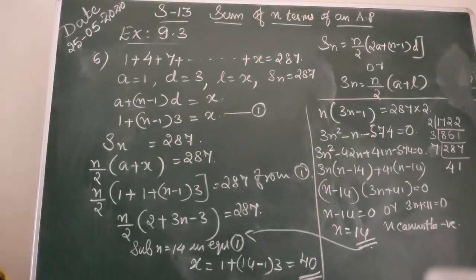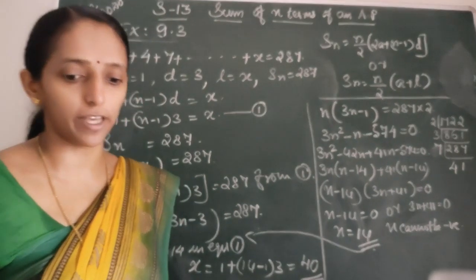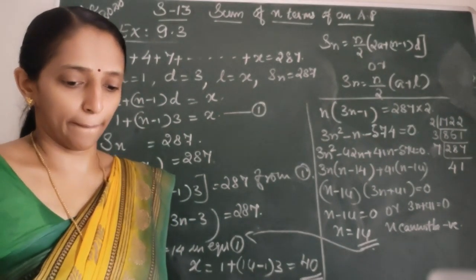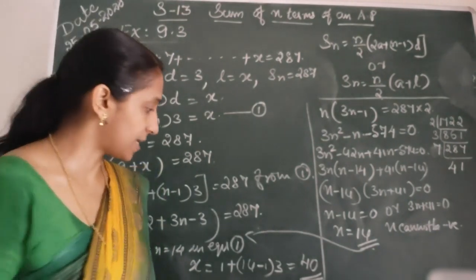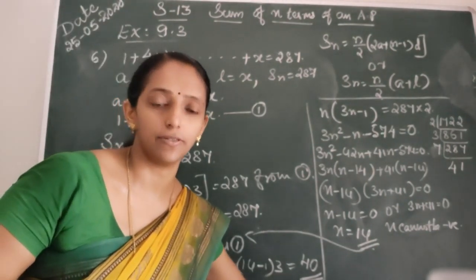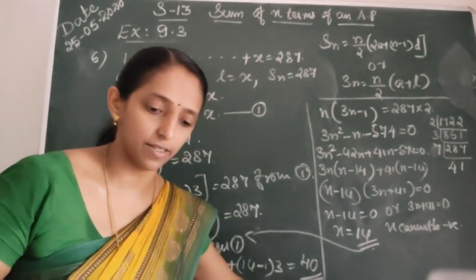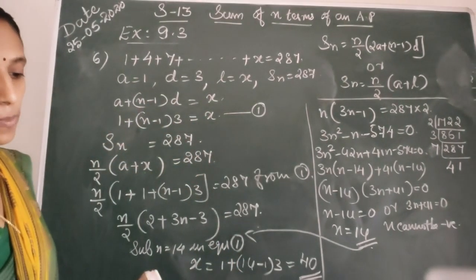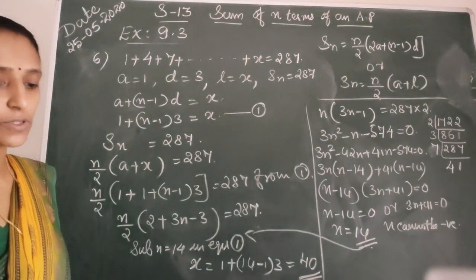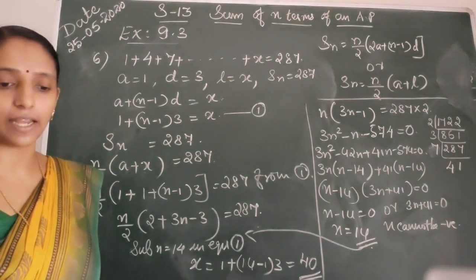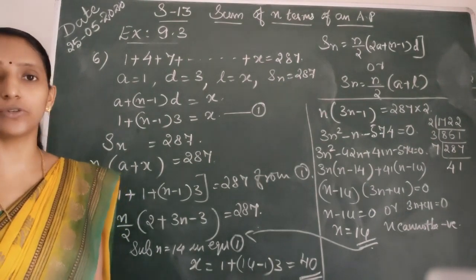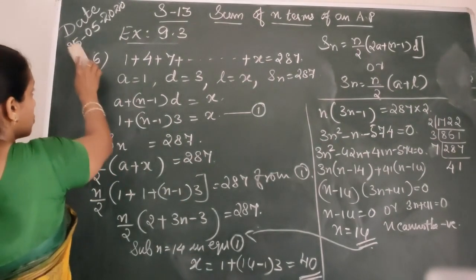Okay children, question number 6 is over. Now you can take out question number 8. Find the sum of first 22 terms of an AP in which D is 7 and A22 is 149.